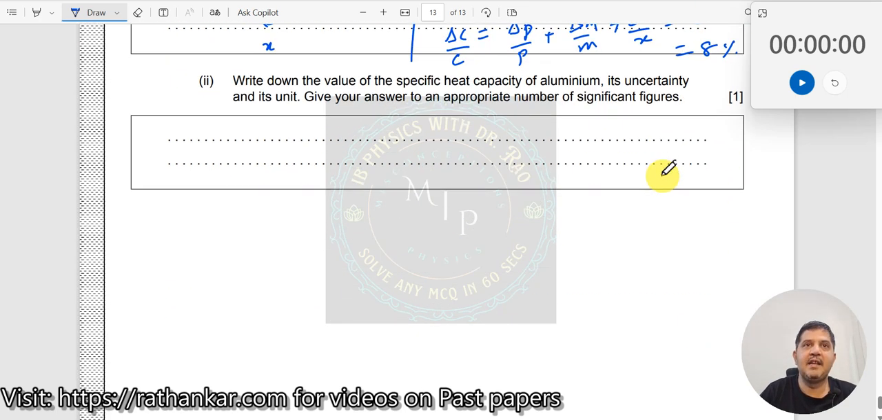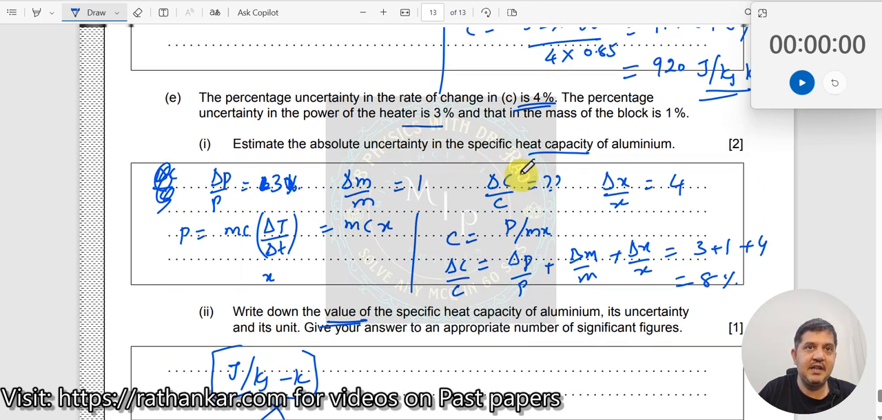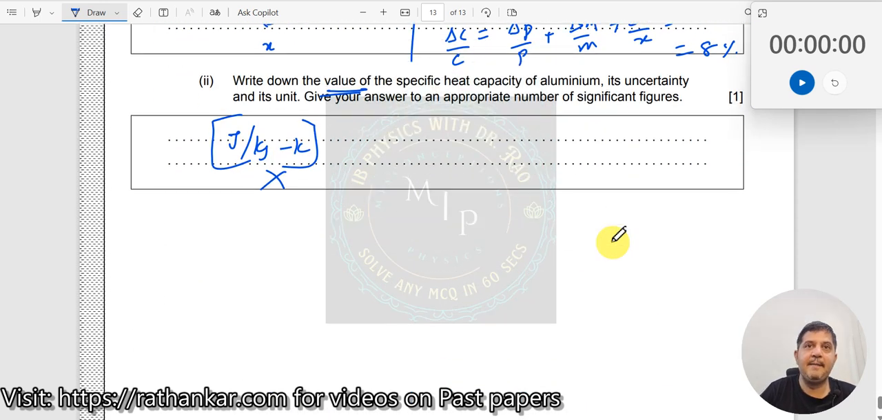Okay. Then write down the value of the specific heat capacity of aluminium, joules per kg Kelvin, its uncertainty and its unit. Value is asking, not unit. I'm sorry, this is not the one. Value. What is the value of it? Where is the value? We found out this 920, right? 920 is the value of the specific heat, and then its uncertainty and its unit.